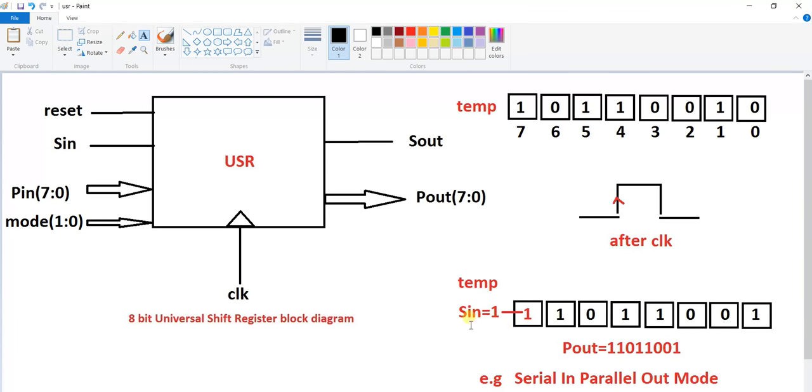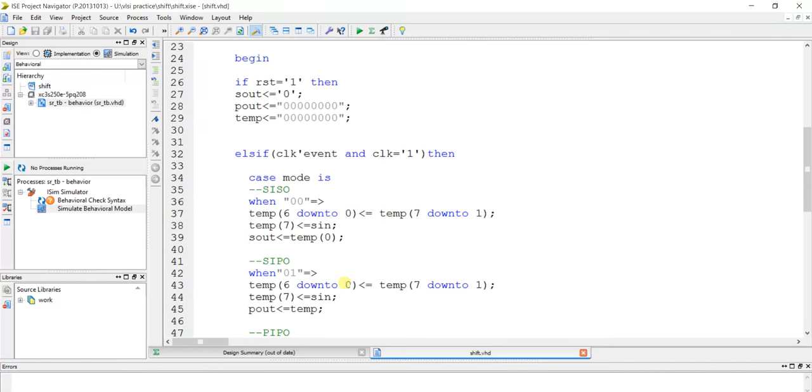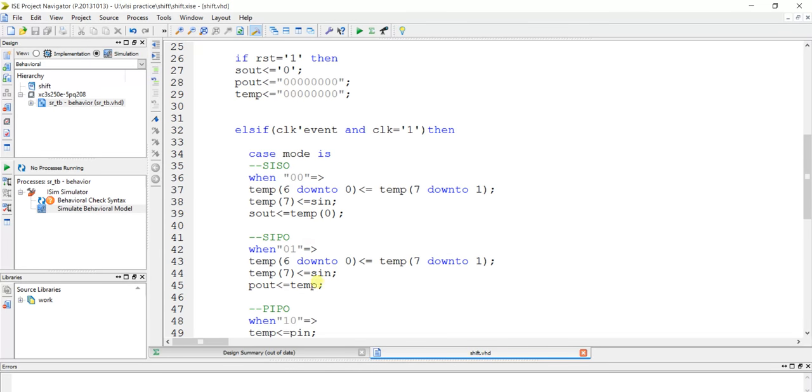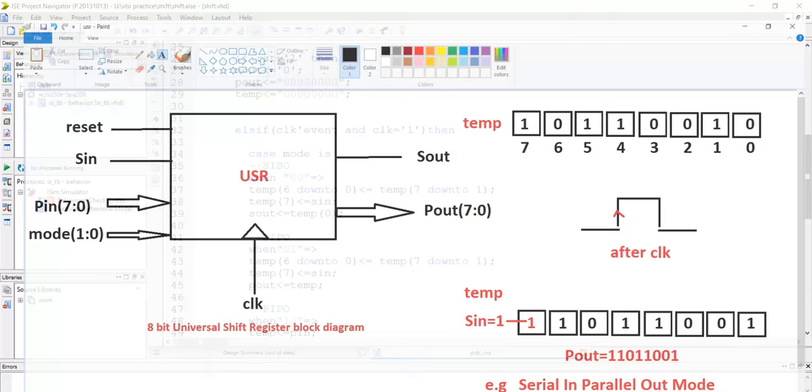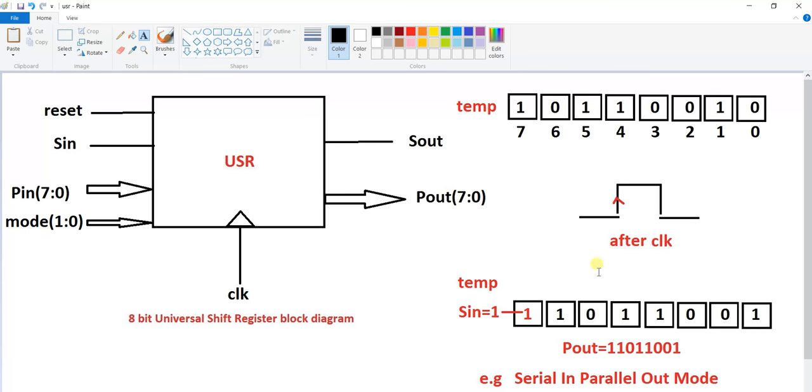After shifting, we load the serial input into the 7th position as it is empty after shifting by one bit. So my serial output will be the 0th position output. This is serial input parallel output mode.